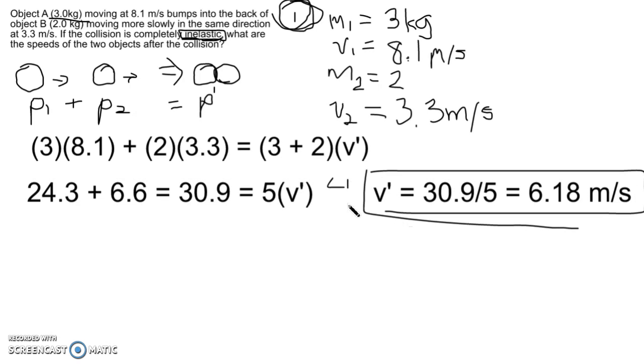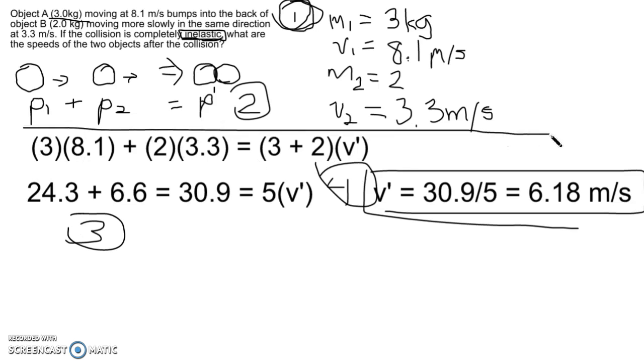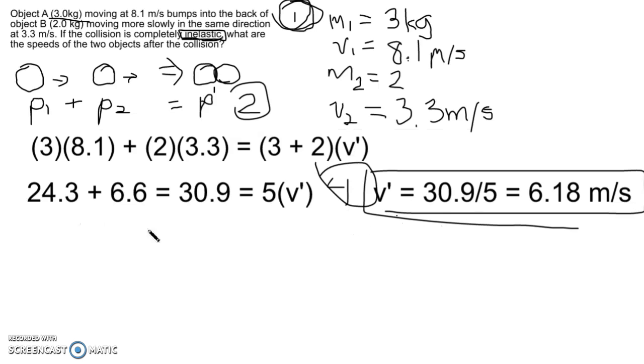That's step 4. So this thing over here is step 2, and everything below here, this area, is step 3. And you solve step 4. That's the answer. Okay, how about proof?